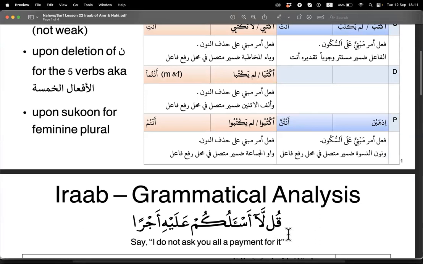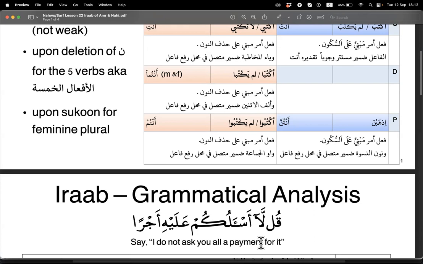And then what about the fa'il? Anta, what kind of domir? Anta is hidden, domir mustatir. Good. Jawazan or wujuban? Wujuban, takdiruhu anta. And then la. Is it nafi or nahi? Okay, let's see.